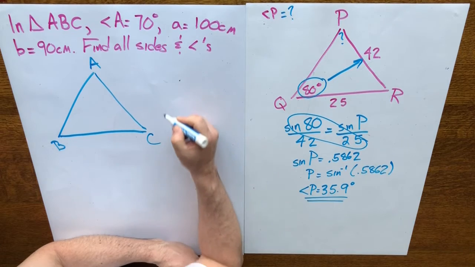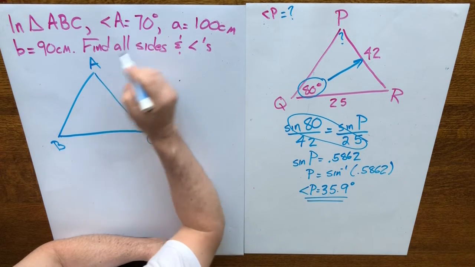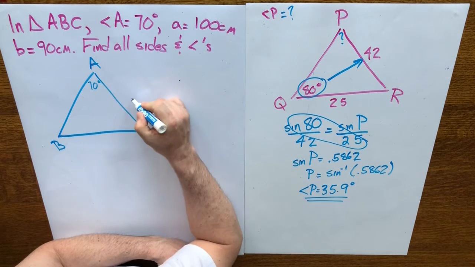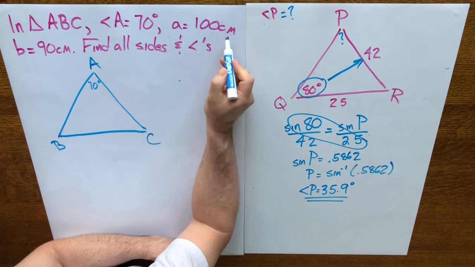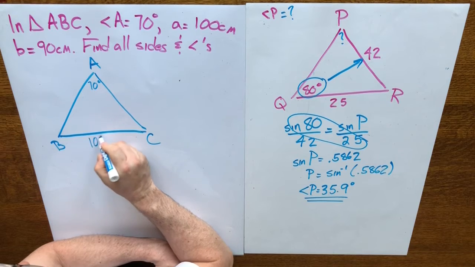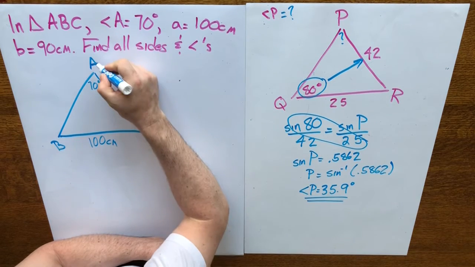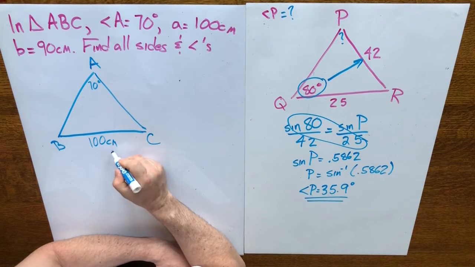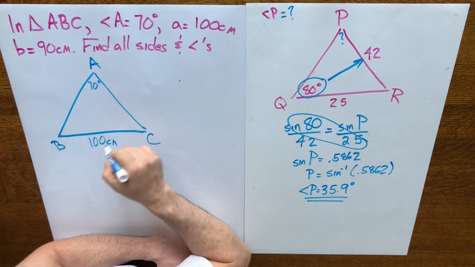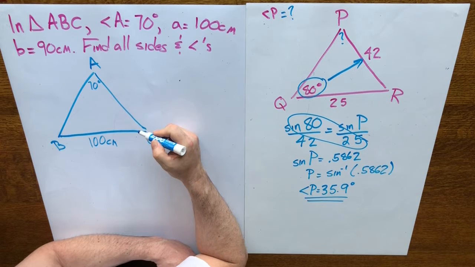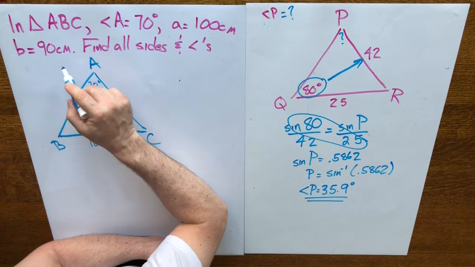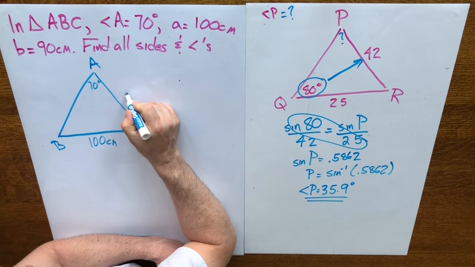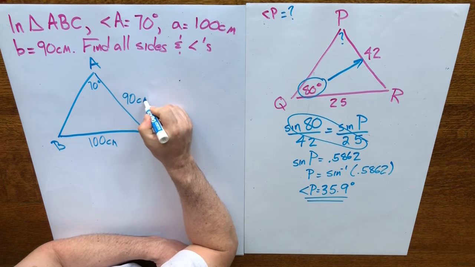Don't worry too much about scale or the size, and it says angle A is 70 degrees. So that's the first fact they give you. A is 70 degrees, and they give you the opposite side, 100 centimeters. So notice angle A and the side across from it is side a, 100 centimeters. So we have that relationship that I talked about earlier. Then it gives you side b, 90 centimeters. So here's angle B, opposite to it would be side b, 90 centimeters.